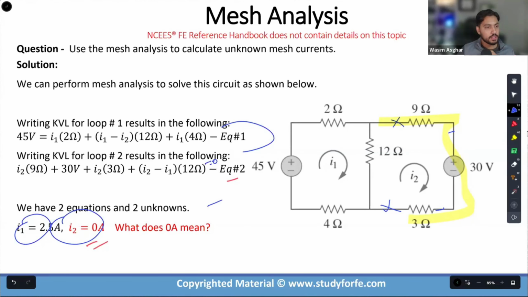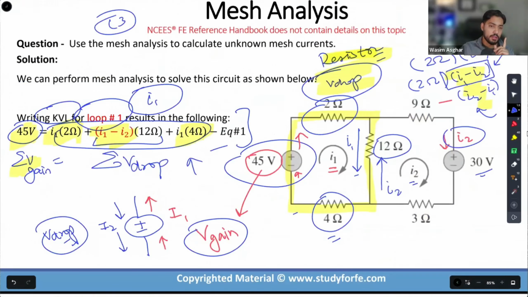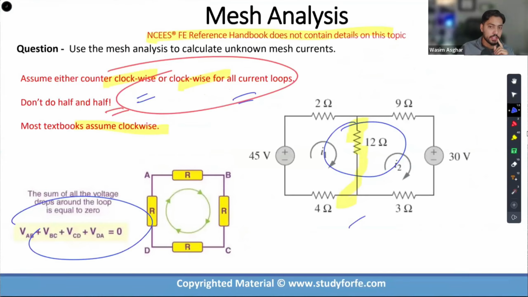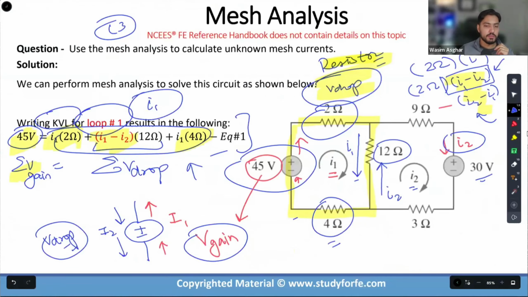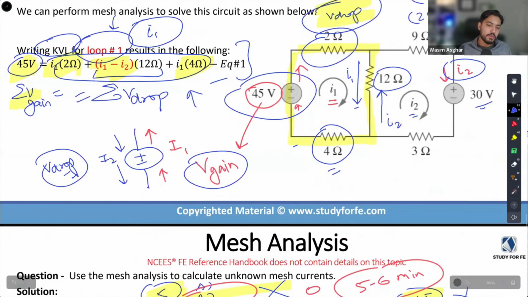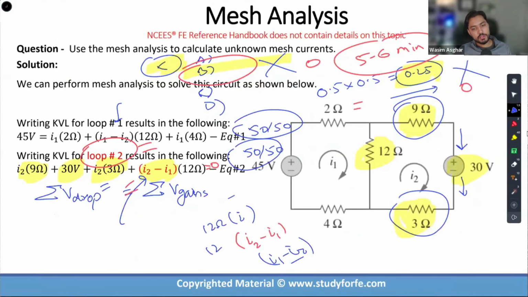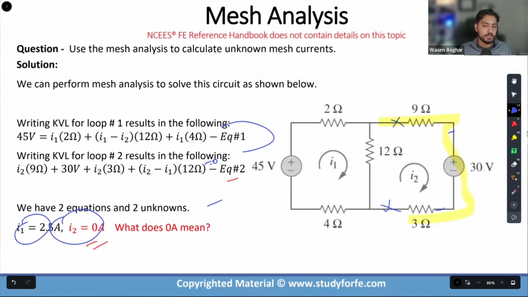Okay, so these are some of the key points related to mesh analysis. Very quickly, the most important point is to make sure that the direction of the currents are always the same, whether they're all clockwise or all counterclockwise. Most textbooks assume clockwise. Number two, when you're writing the KVL equations for the center branch, pay attention to the loop that you're writing it for. If it is for loop 1 associated with current I1, then you're going to do I1 minus I2. If it is for loop 2, then it's associated with I2, it's going to be I2 minus I1. And then you end up with the same number of equations and unknowns, and that should basically allow you to solve the problem.